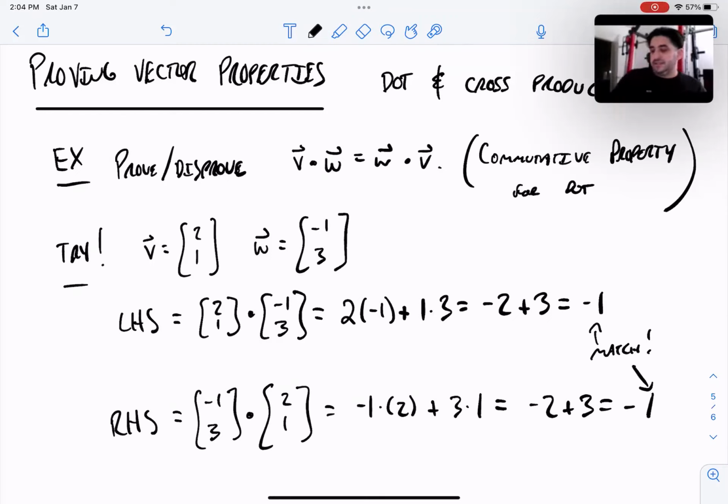So I'm feeling pretty good about this identity. I tried something at random and it worked. Now I feel like this is more than a coincidence though. Look at what happened. 2 times -1 was the same as -1 times 2, and 1 times 3 is the same as 3 times 1. Well, they had to be the same, because when you do your dot product, whether I did 1 times 3 or 3 times 1, and the same thing for the x coordinates, it didn't matter. It wasn't going to affect the value. So I'm pretty sure this is true.